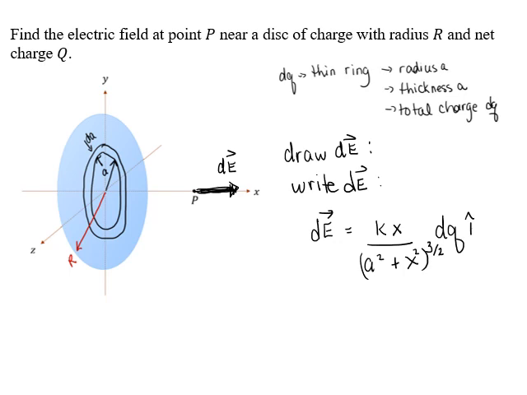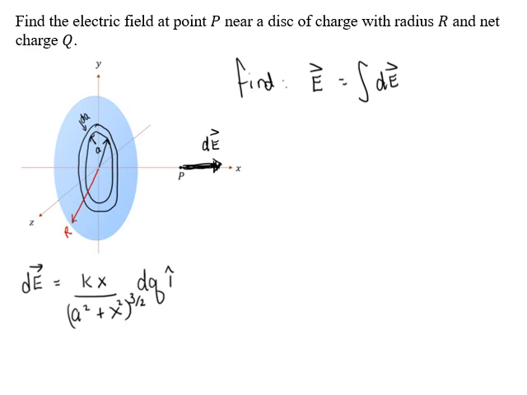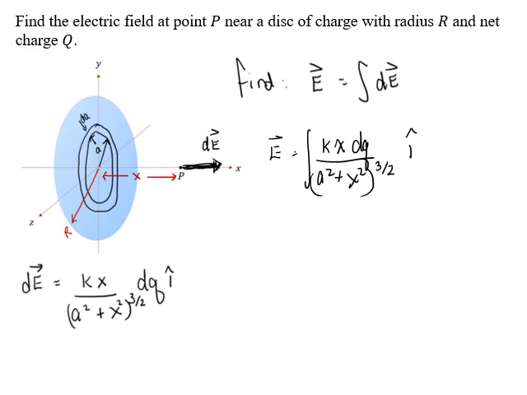Now our next step needs to be to find our electric field, and we find E by adding up all the little bits of dE. So we have to do the integral. That's our next step. So let's fill in for our dE here. So E is equal to the integral of dE, which is k times x times dq divided by a squared plus x squared to the 3 over 2. And that's all in the i direction. So let's make sure we know what x is. It's our distance from our center to our point. There we go. So next we have to deal with dq. And when we did lines of charge, we said that dq was the linear charge density lambda times the length. So that was something we did in one dimension.